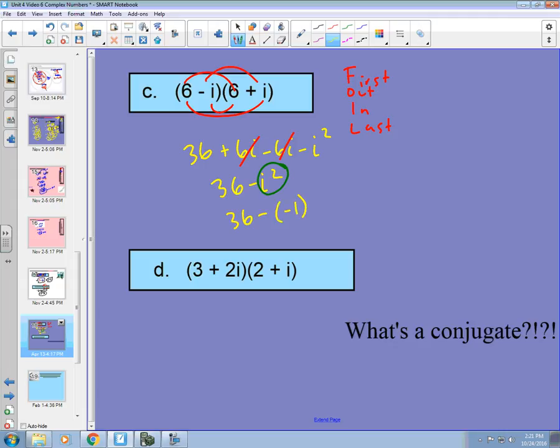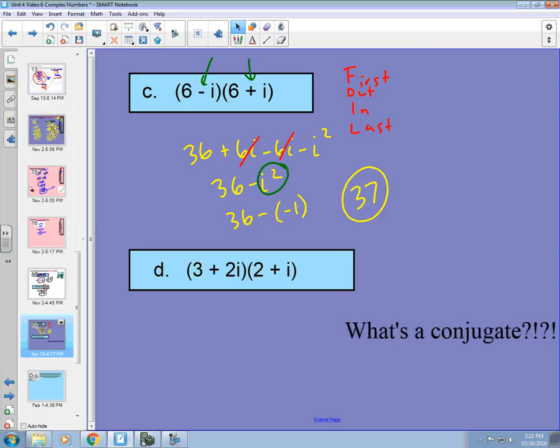So we can write this as 36 minus negative 1. Well, minus the negative, that's going to turn into plus. The answer to this is 37. 37 is the answer to those. So multiplying those two complex numbers actually ended up getting us a whole number answer there. Now, if you look at the two things we multiplied up there, they were exactly the same. 6, 6, i. The only difference was the two symbols. One was negative, one was positive.